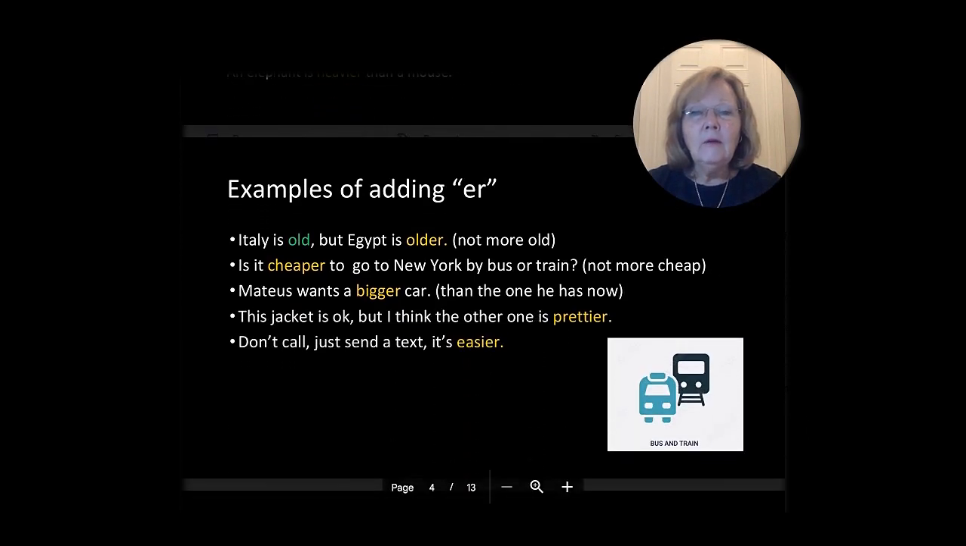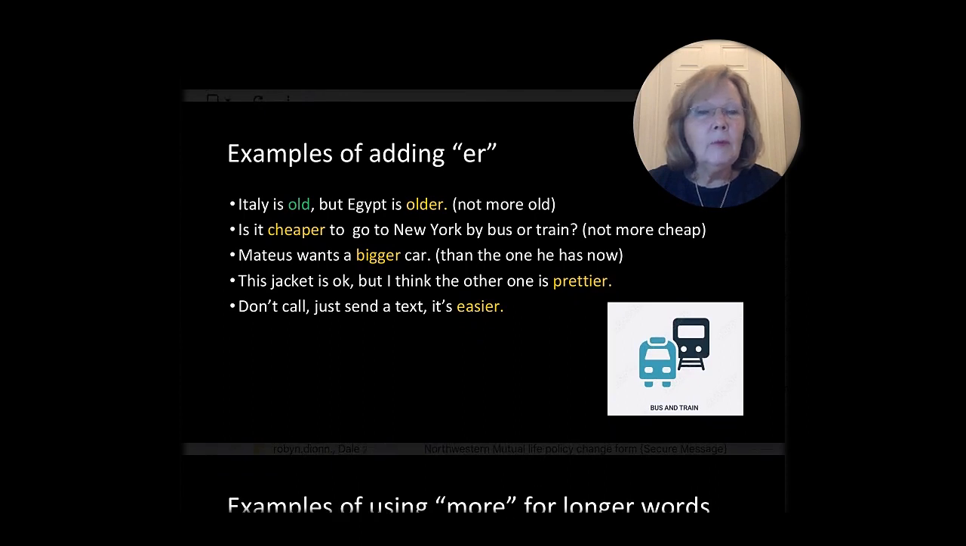When we compare, we say Italy is old, but Egypt is older, not more old, which is how you would say it in Portuguese. Mais velho. Is it cheaper to go to New York by bus or train? Not more cheap. Mateos wants a bigger car, bigger than the one he has now, so you're comparing.